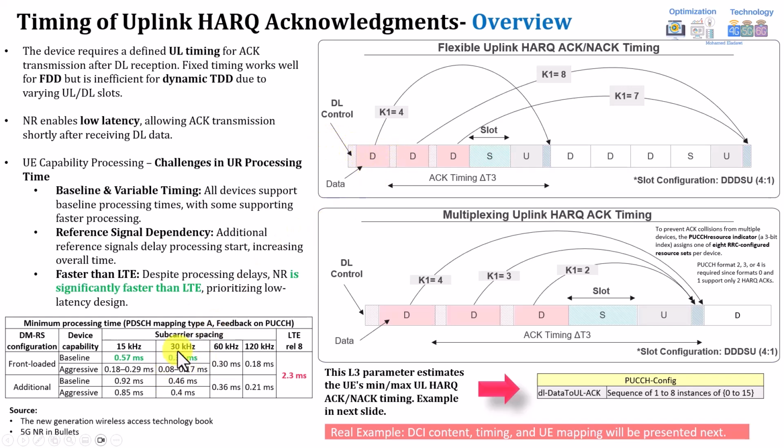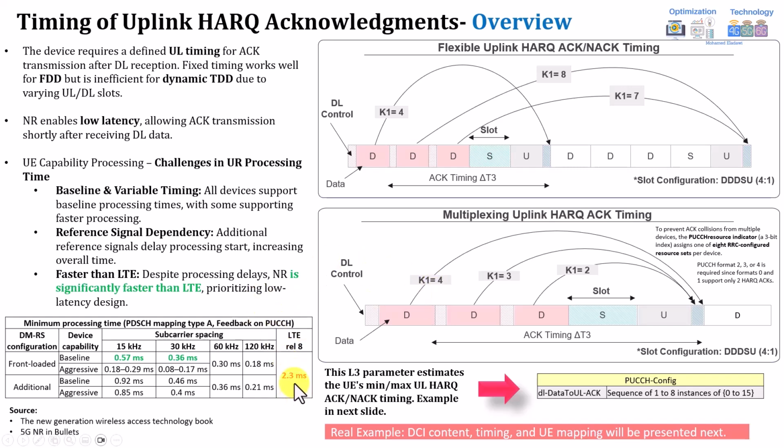In the case of 30 kilohertz, it can be directly in the next one, because it's 0.5 millisecond, or it should be at least 2 slots, because at the end the user requires 0.5 millisecond to process the data. And if you compare this to LTE release 8, as you can see, this is a significant difference and improvement in 5G capable devices. The user used to have to wait for 2 milliseconds to be able to process the data.